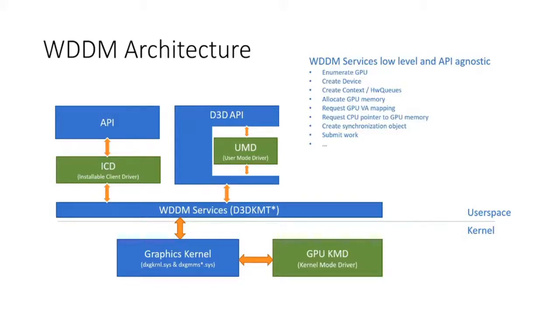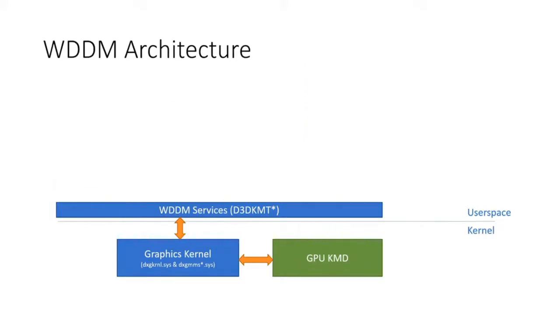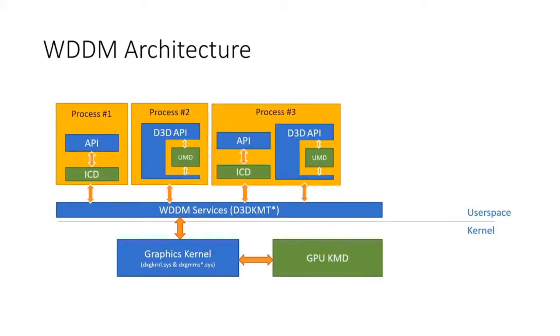So for example, from a WDDM perspective, when it allocates memory, it doesn't really care if it is for a Z buffer for 3D or whether it's for a shader in CUDA. And then the goal of WDDM essentially is to isolate processes or entities that are trying to use the GPU from one another, right?